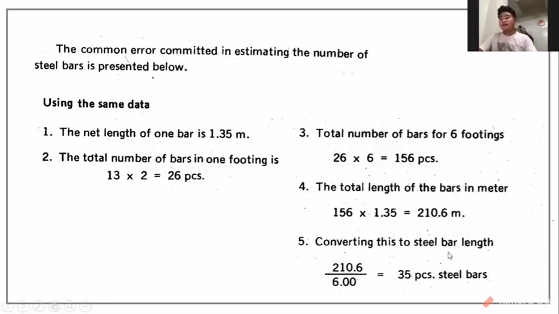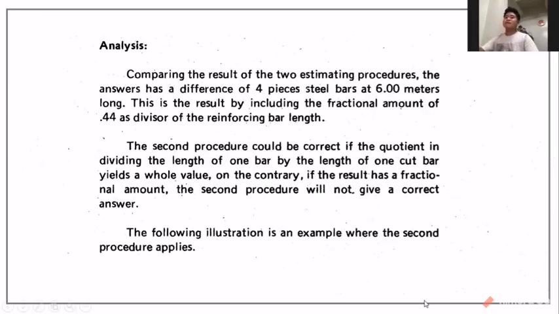So as you can see, the answer of the first solution has a difference. They differ by 4 pieces because our answer here is 35. So comparing the result of the 2 estimating procedures, the answer has a difference of 4 pieces of steel bars at 6 meters long. This is the result of including the fractional amount of 0.44 as divisor of the reinforcing bar net.